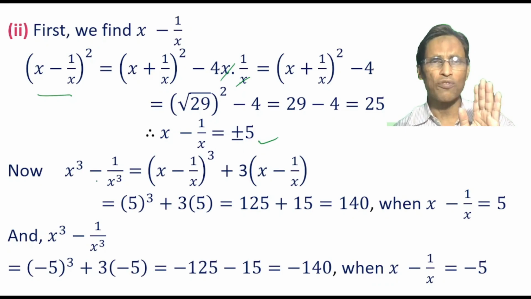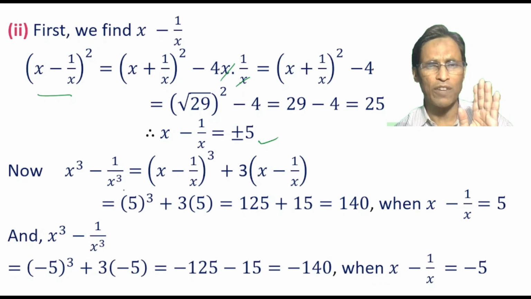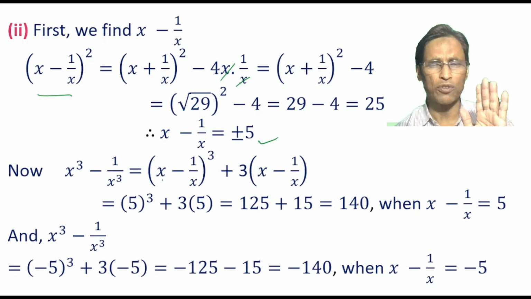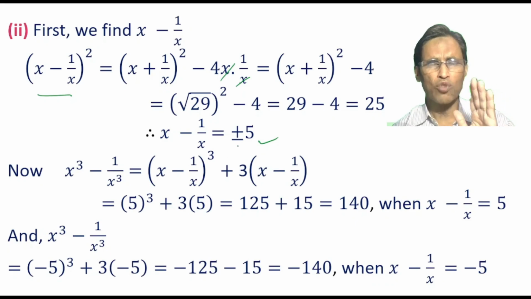Now we proceed to find the value of x cube minus 1 by x cube, which is equal to (x minus 1 by x) to the whole cube plus 3 times (x minus 1 by x). Since there are two values of x minus 1 by x, one is plus 5 and the second is minus 5, we will have to find the required value in both the cases.